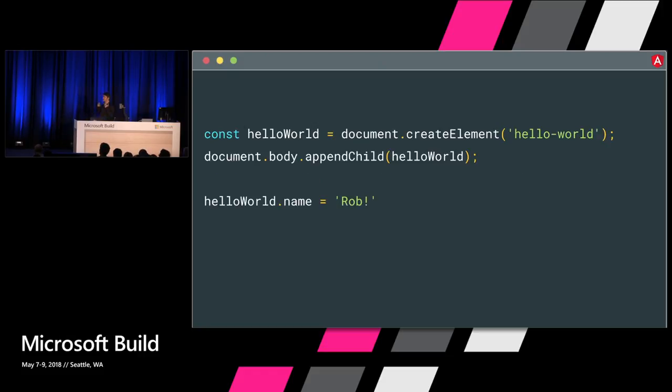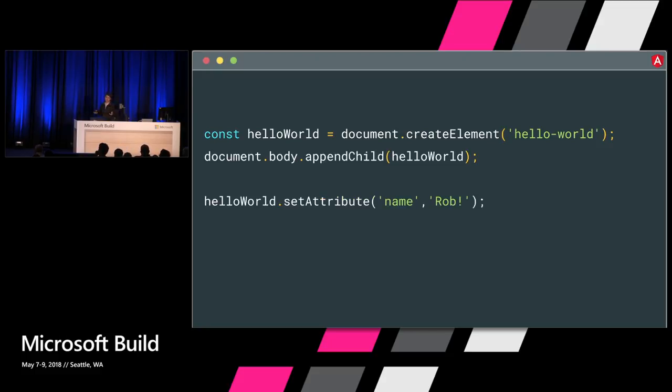And now that it's just a standard DOM element, anybody who does HTML or JavaScript at all already knows how to use it, right? So I can just say document.createElement. This is a completely standard browser API. It gives me back an instance of this HelloWorld component, and then I can just append it to the document, right? Just document.body.appendChild. I can set a property on it, and when I set that property, Angular is listening for that. It will go ahead and update the internals of the component for me.